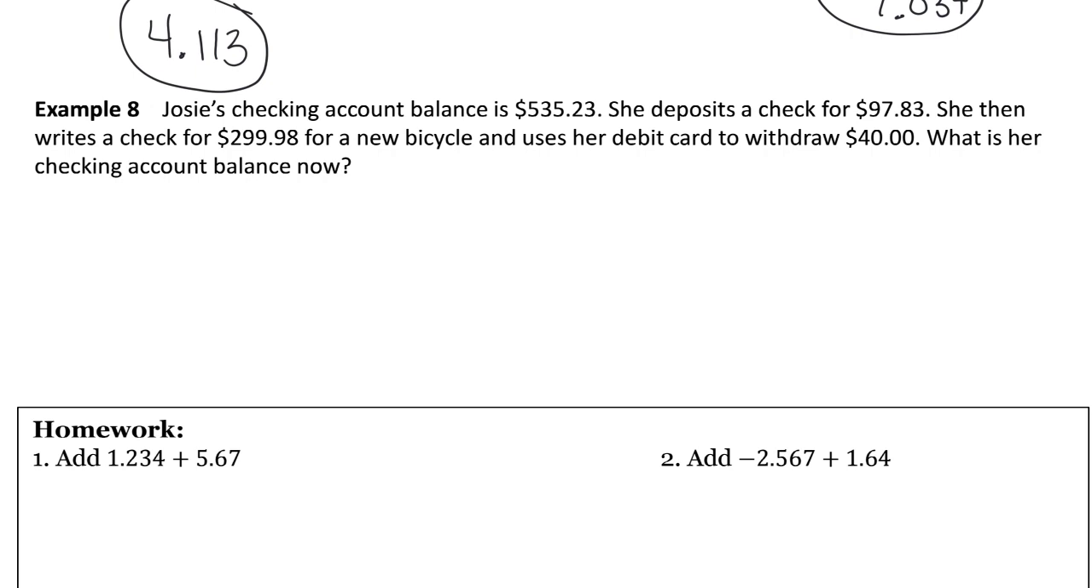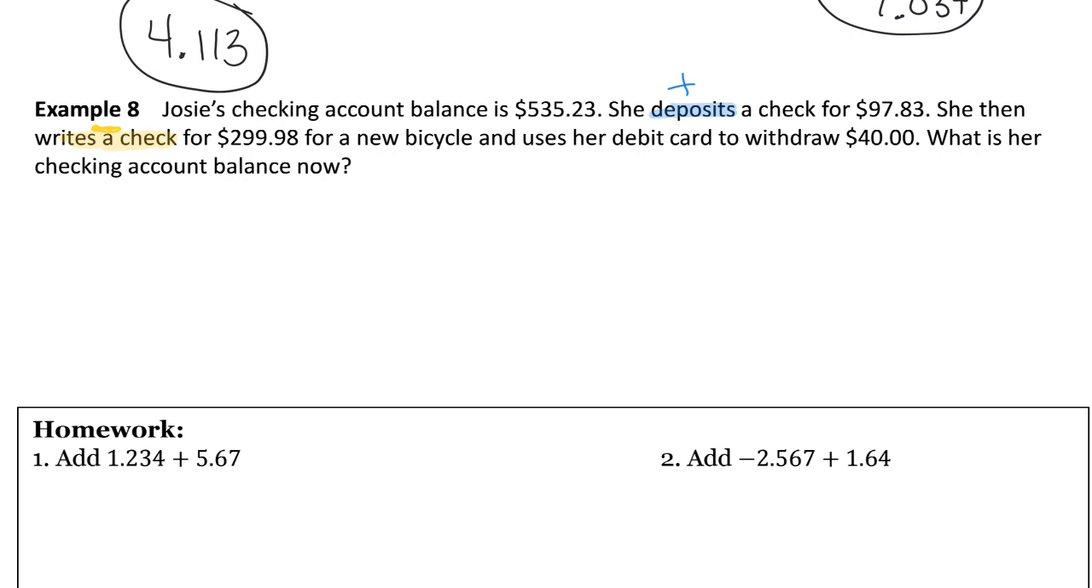Okay, so Josie's checking account balance is $535.23. She deposits a check for $97.83. She then writes a check for $299.98 for a new bicycle and uses her debit card to withdraw $40. What is her checking account balance now? So let's first talk about, what does the word deposit mean? Deposit means that you're adding money into an account. What does it mean when we write a check? Writing a check means we're paying somebody. So that means we're subtracting money here.